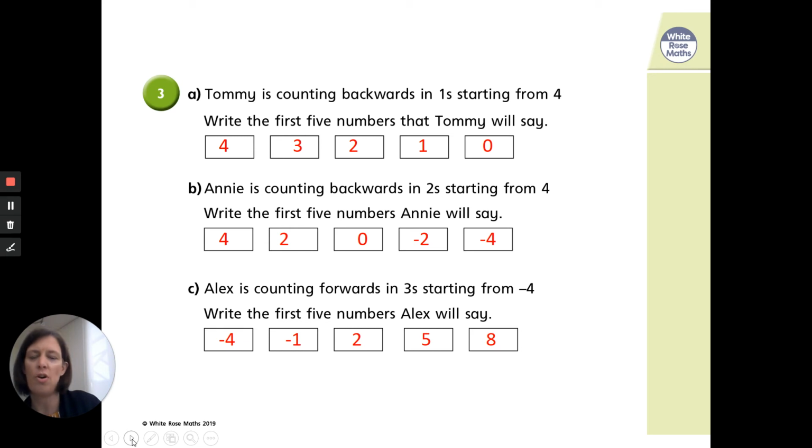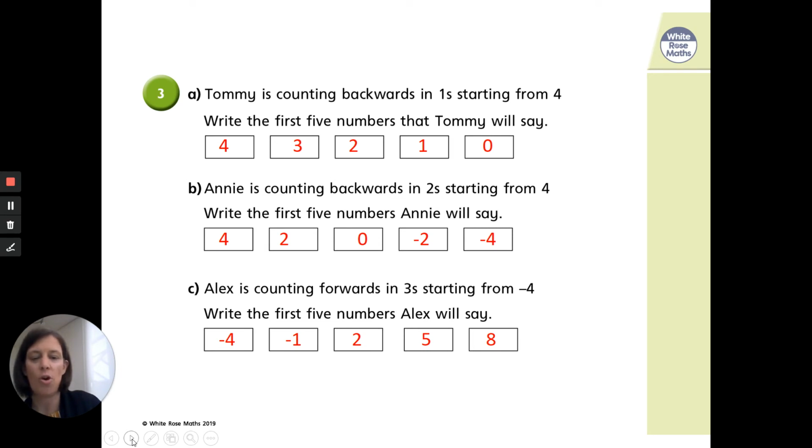So he would do 4, 3, 2, 1 and 0. Anna is counting backwards in 2s starting from 4. Write the first 5 numbers she will say. So starting from 4: 4, 2, 0, and then she goes into the negatives, -2, -4.